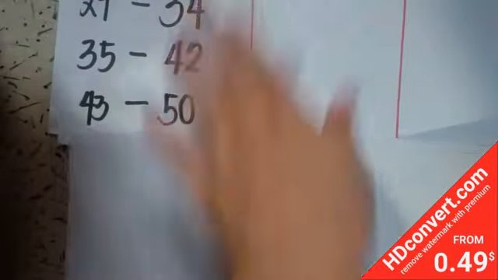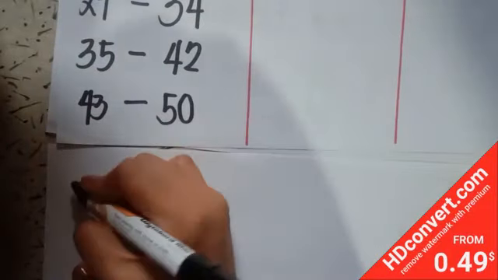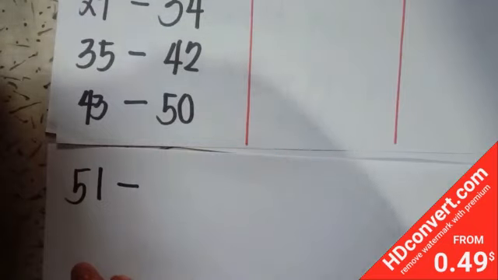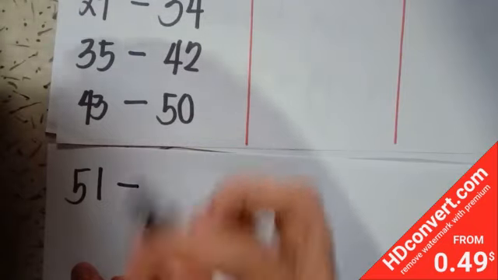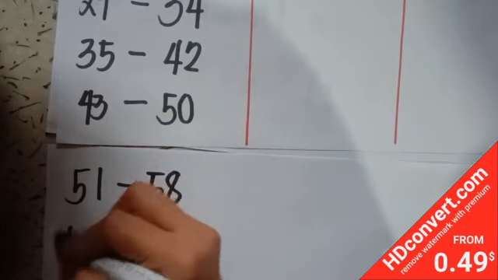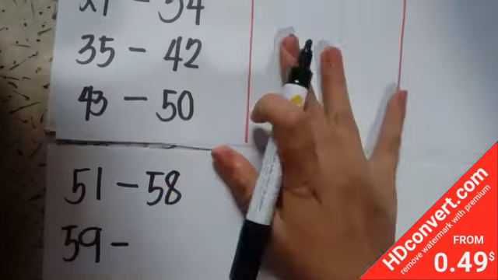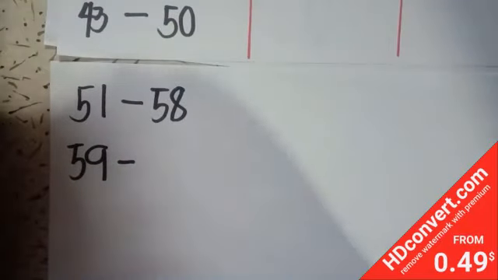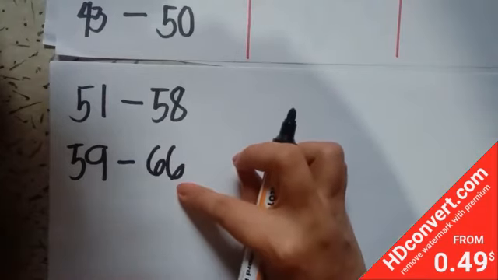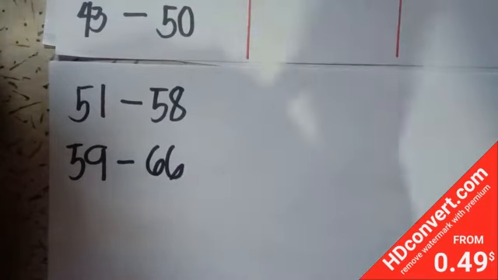Next, tuloy lang natin. 51 to 51 plus 8 minus 1 is 58. Sunod, 59 to 59 plus 8 minus 1, 66. So, umabot na ba tayo sa highest value natin na 68?